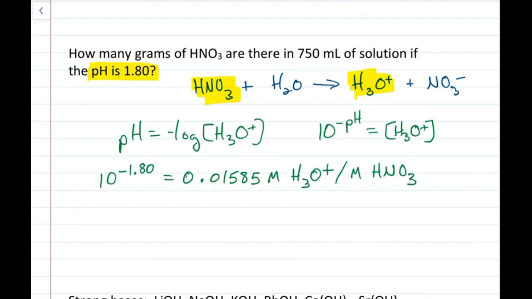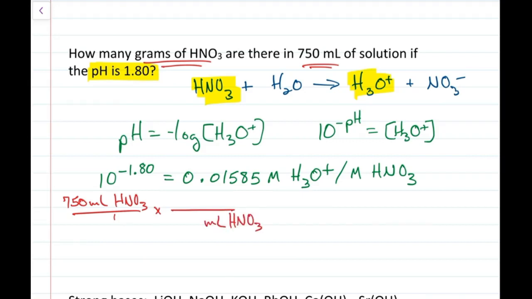So think about this for a second. How am I going to get from molarity of nitric acid to grams of nitric acid if I know the volume? So in this one, we should start with the volume. So 750 milliliters of HNO3 solution, and we have to take it to liters. So milliliters of nitric acid to liters: 1 over 1,000.